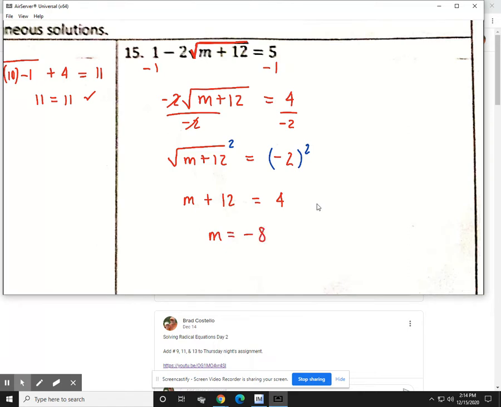Now again, if I go up here and plug that in, if I go 1 minus 2 times the square root of negative 8 plus 12 in my calculator, we're going to see if that equals 5. Well, negative 8 plus 12 is 4. The square root of 4 is 2. 2 times 2 is 4. So that's going to be 1 minus 4, which is negative 3. Does negative 3 equal 5? No. So this is what we call extraneous. It's a solution that doesn't work. So we call it extraneous.